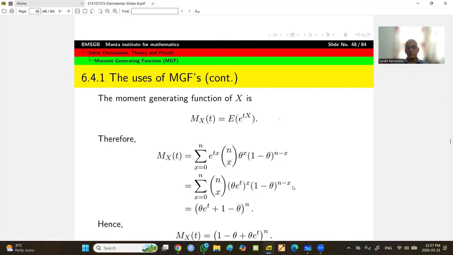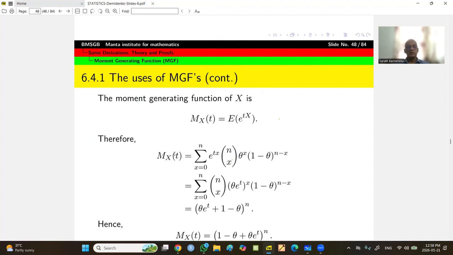If you remember the binomial expression that we discussed in part 1, you will see that this expression is equal to (a plus b) to the power n, right? If you expand (a plus b) to the power n, you will get this summation x from 0 to n, nCx, a to the power x, b to the power n minus x, right? So here it's like (a plus b) to the power n, where a is equal to this and b is equal to this. Therefore, this thing is equal to (a plus b) to the power n, where a is equal to theta e to the power t, plus b. So this is therefore M_X(t) is equal to this expression.